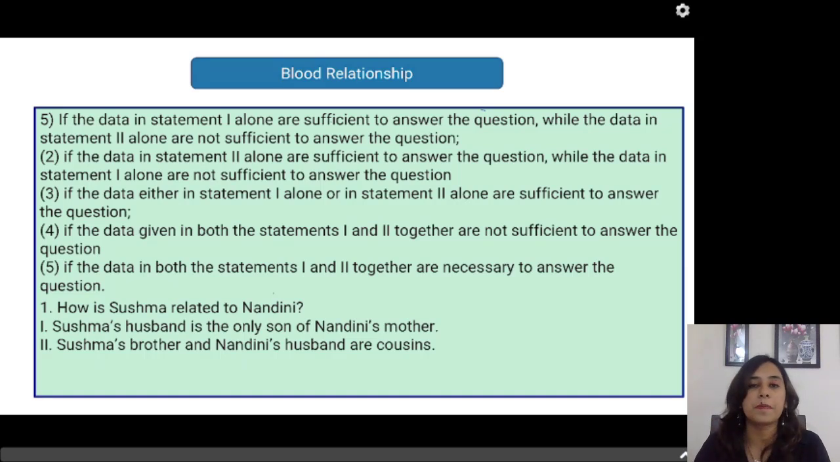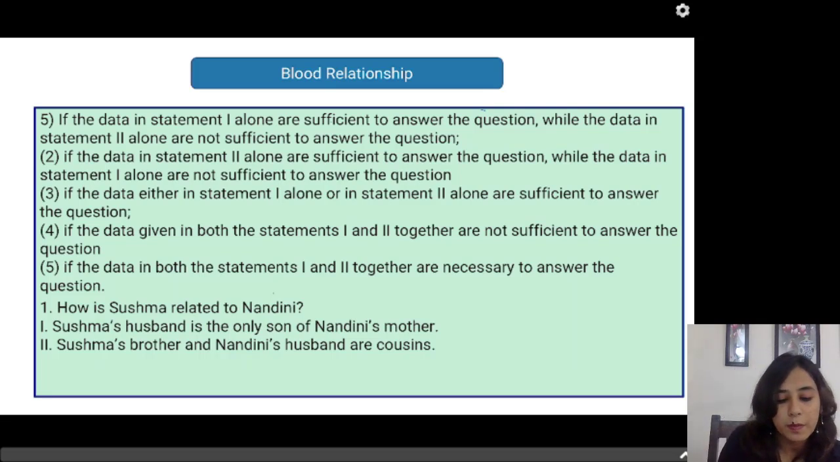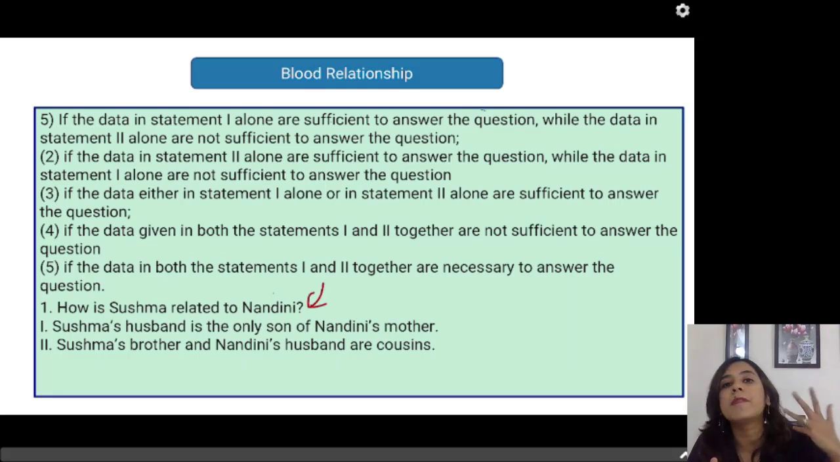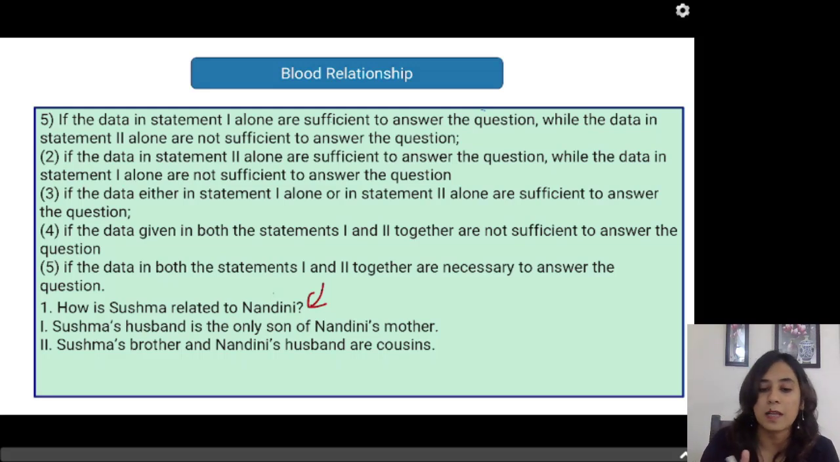Guys, blood relationship is a topic which can be asked in data sufficiency as well. So what it means, here you will be given a question. How is this particular person related with the other person? And you will be given two or more statements. And you'll be asked if you can find out the relationship using any of the following statement. So that is exactly what is asked here. And this particular question, the last question, is from data sufficiency.